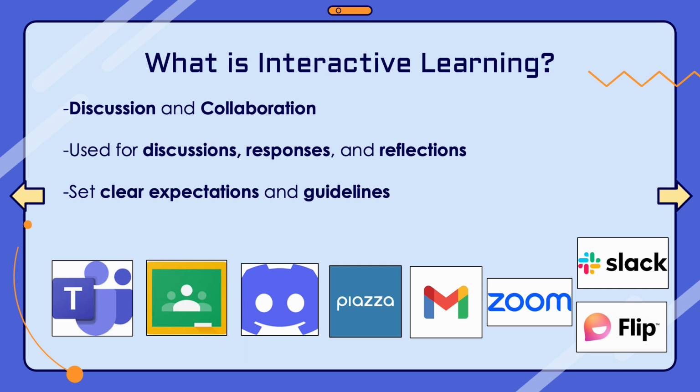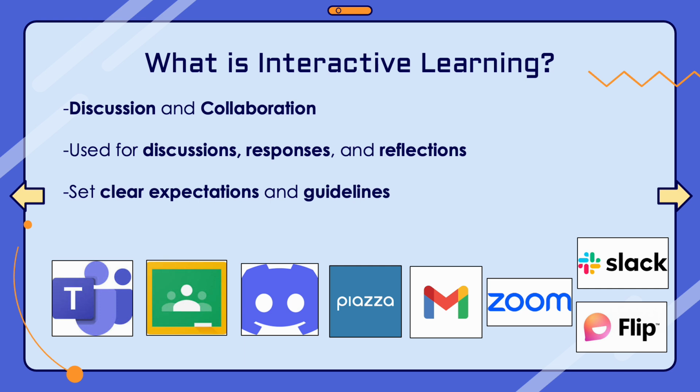The first learner-centered strategy you can incorporate into your designs is interactive learning. This provides students or trainees with opportunities to discuss and collaborate on assignments or activities. Interactive learning can be used for active discussions, reflections, and responses. If you're worried about certain students or trainees not participating, make sure to set clear expectations and guidelines for the activities and provide students with constructive feedback.